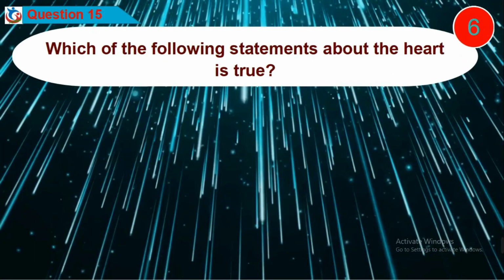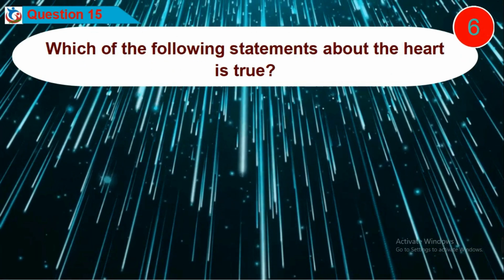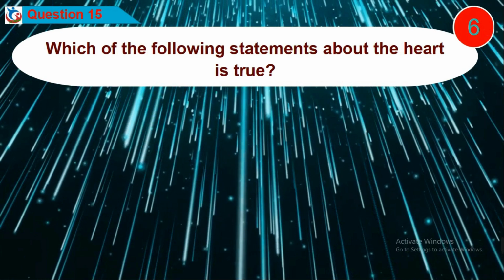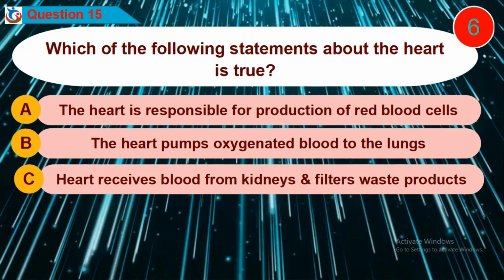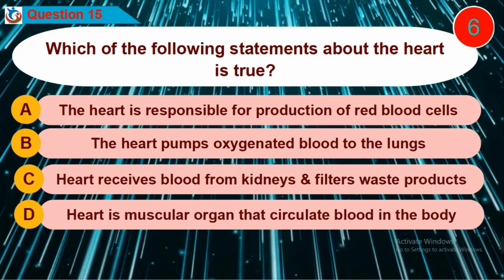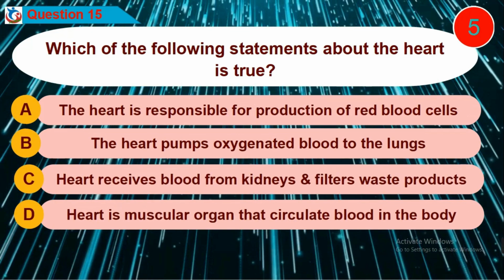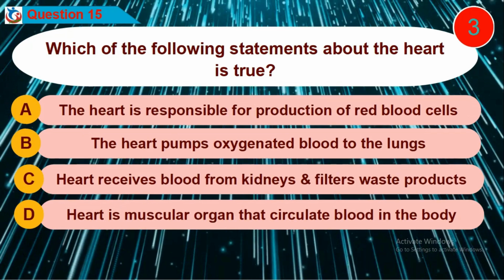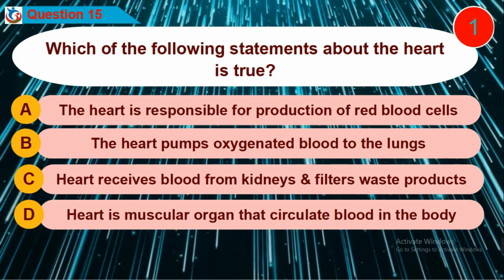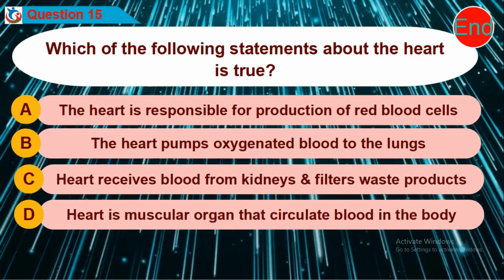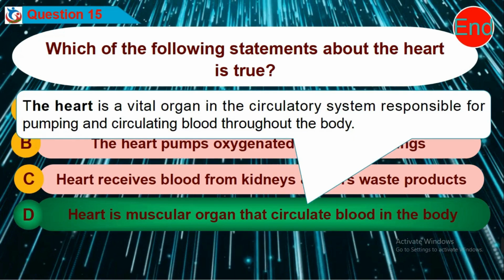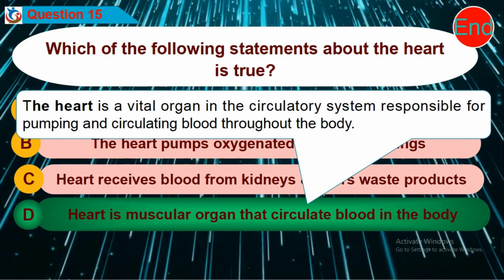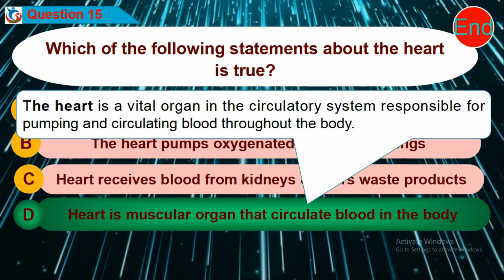Question 15. Which of the following statements about the heart is true? Is it option A, B, C, or D? The heart is the vital organ in the circulatory system responsible for pumping and circulating blood through the body.